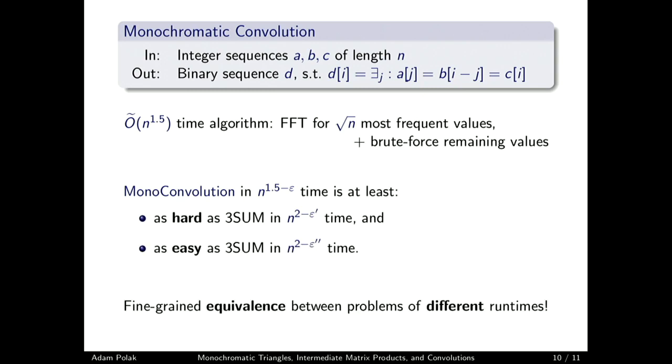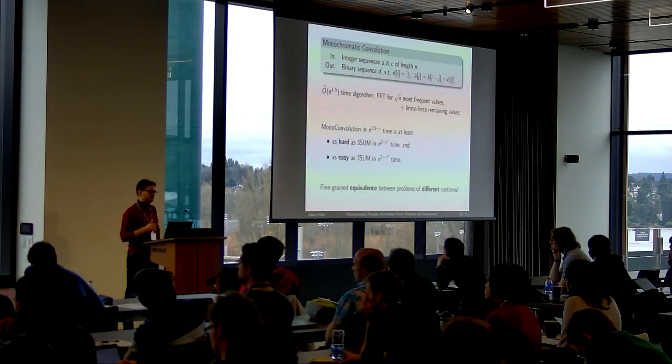So this means that these two problems are equivalent. This is a fine-grained equivalence between problems of different running times. So even though the problems have different running times, if you improve over one of them by a polynomial factor, you automatically improve over the other by a polynomial factor. Well, this is the first such equivalence, and for some reason people believed that it might be hard to get a result of this kind. So we prove it's not the case.